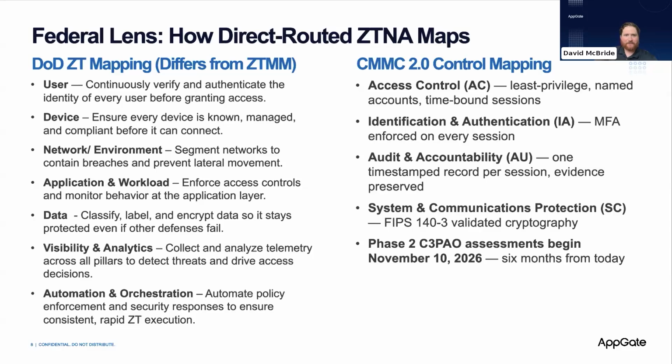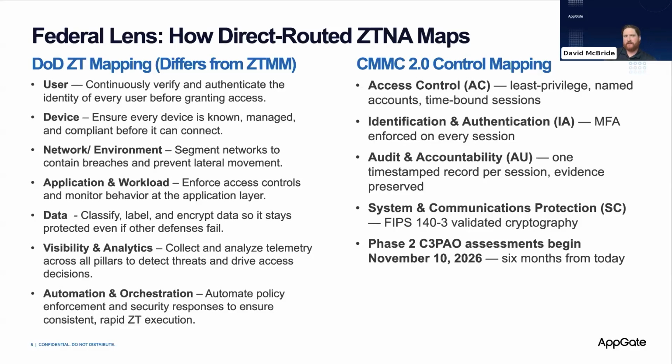Let me walk through exactly how direct routed ZTNA architecture maps to the federal control families. So starting with the DoD zero trust pillars, you've got user, device, network environment, application and workload, data, and visibility and analytics. And lastly, the automation and orchestration one. Direct routed ZTNA is not a point solution. I want to be very clear about that. It will touch all 7 of these pillars, but not cover one of these pillars holistically.